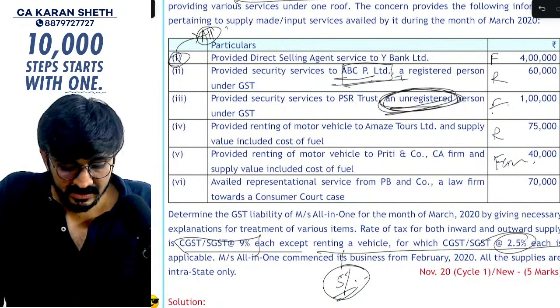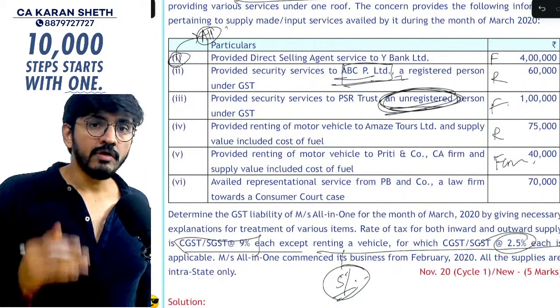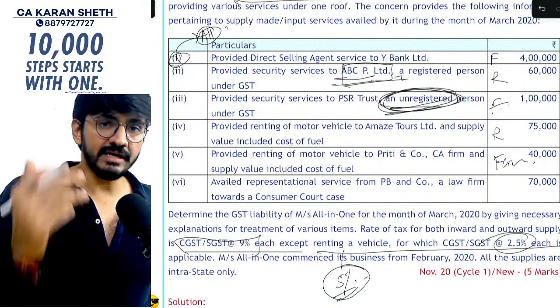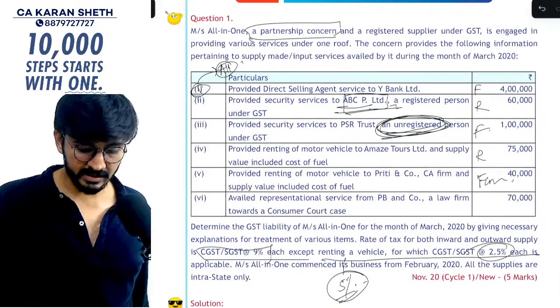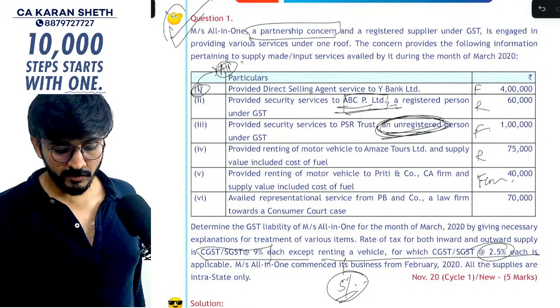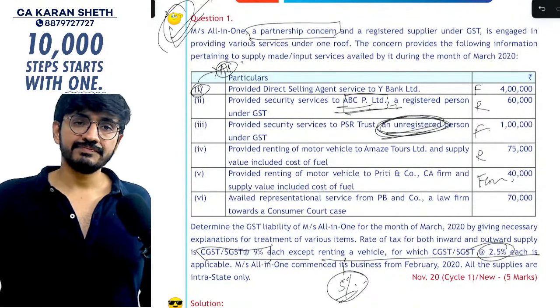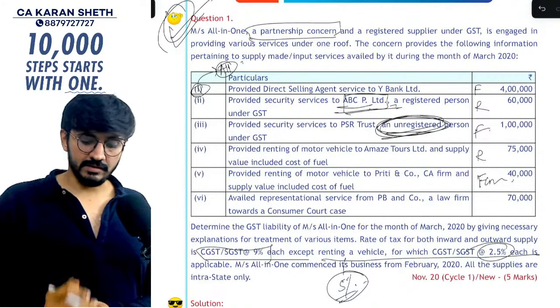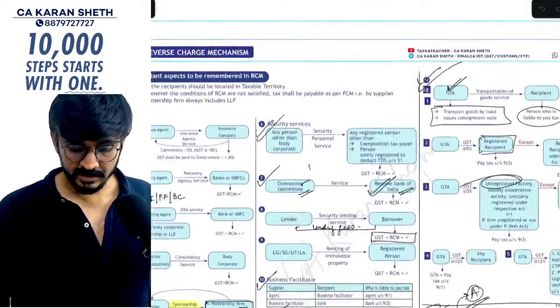Okay, and the last is legal service, which we are yet to do, which we will do when we go on to legal services, which I will do in exemptions. Okay, and that's it. This is a beautiful question, always a benchmark question for me. I feel this is a good revision of everything.